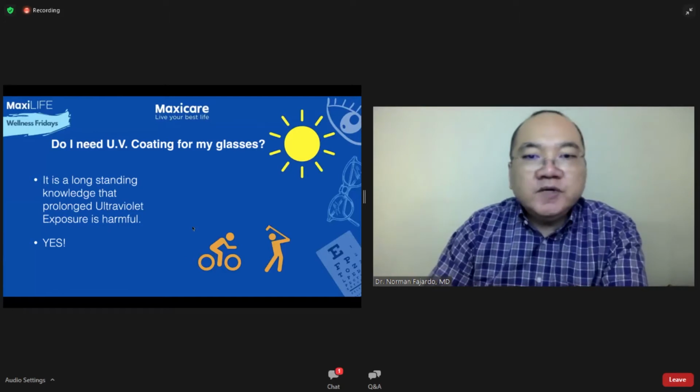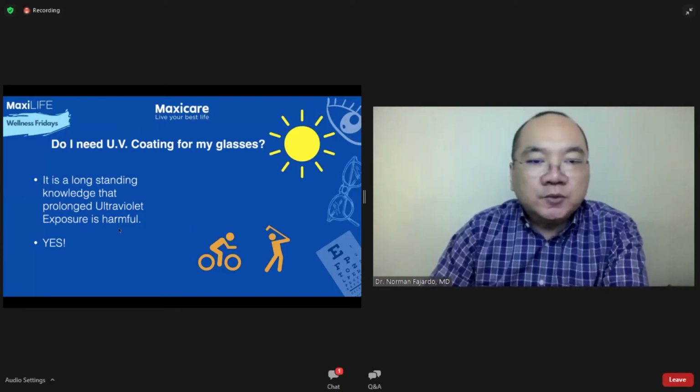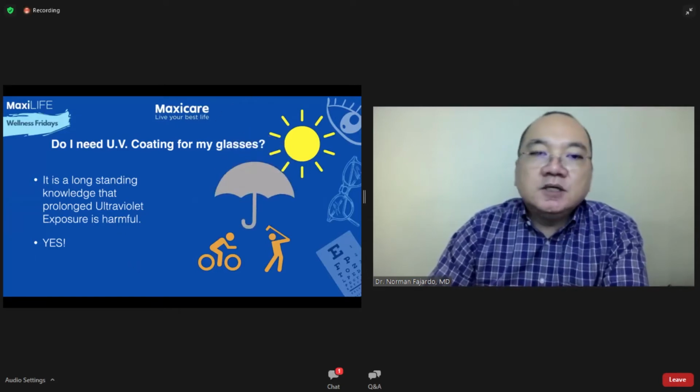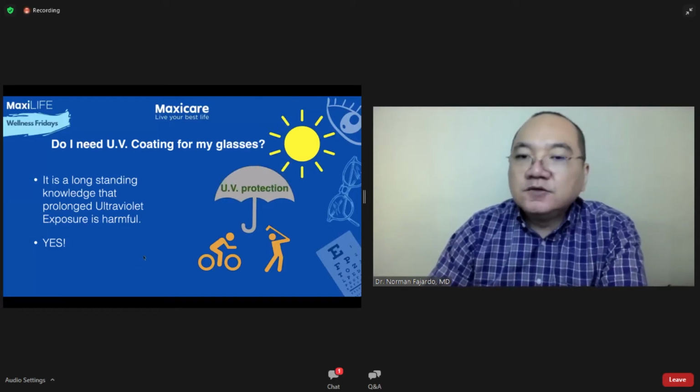So do I need UV coating for my glasses? It's a long-standing knowledge that prolonged ultraviolet exposure is harmful. So yes, you need UV coating for the glasses so that you can protect your eyes from the UV rays.